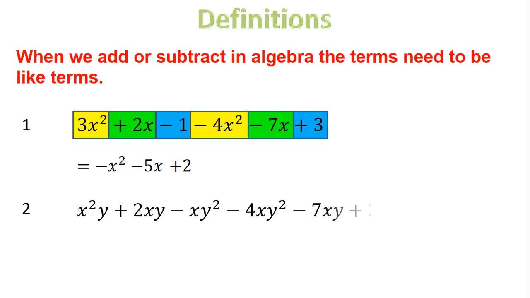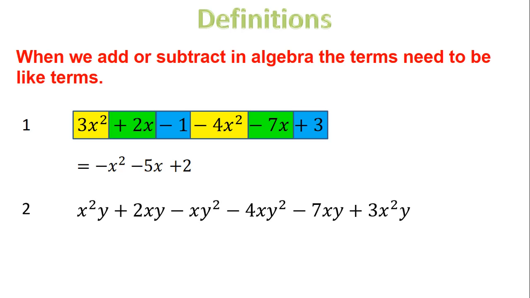Example number 2. x squared y plus 2xy minus xy squared minus 4xy squared minus 7xy plus 3x squared y. Again, we have to find the like terms. We can only add like terms. Okay, we can't add unlike terms.